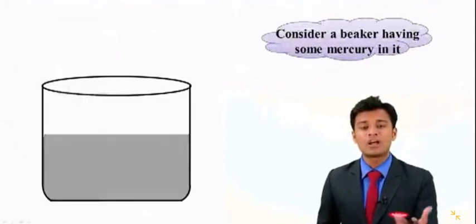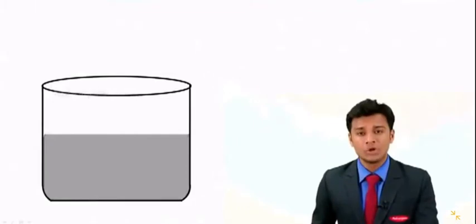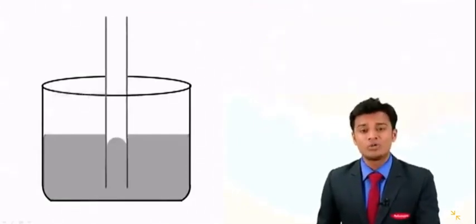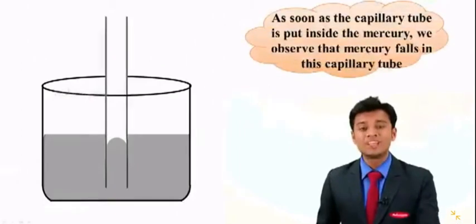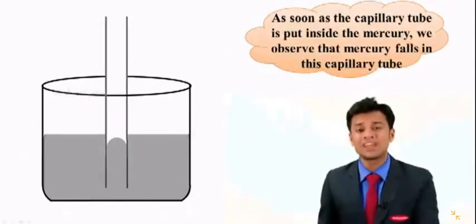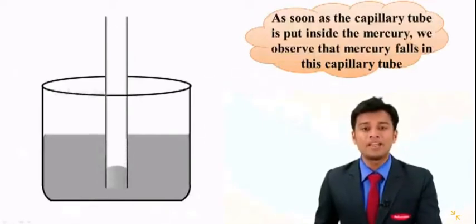Now instead of water, if I talk about mercury, so I say that if I talk about a container having mercury in it, and this time if I put a capillary tube inside this container, I see that mercury falls down below the normal level, and this falling of mercury down as soon as I put the capillary tube inside it is called as capillary action.